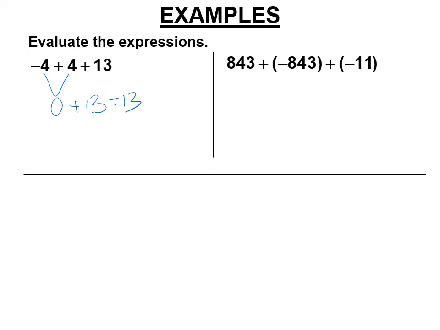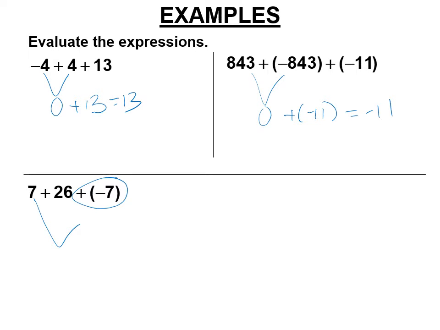So you're not going to sit here and do a lot of work. Those are opposites. You add opposites, you get 0. So 0 plus negative 11 must be negative 11. They don't have to be next to each other. 7 plus negative 7 is 0. 0 plus 26 is 26.